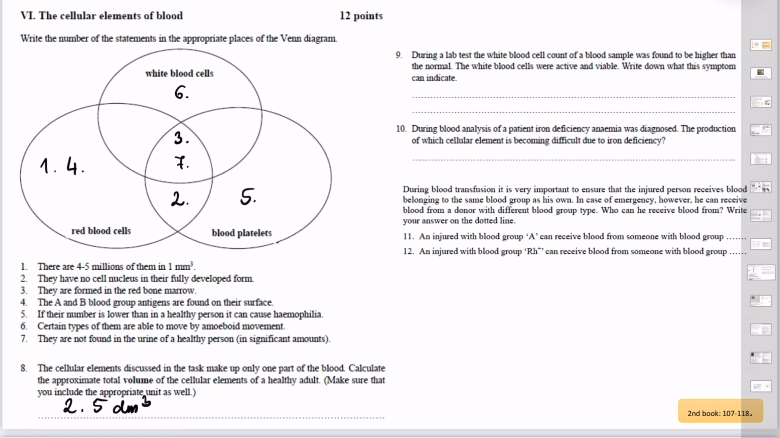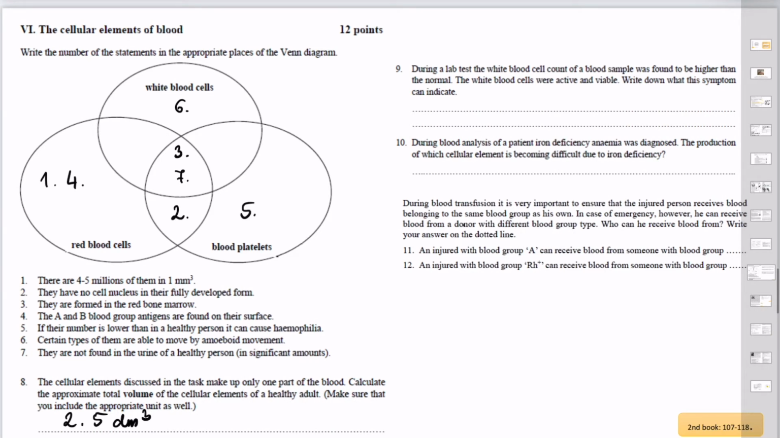During a lab test, the white blood cell count of a blood sample was found to be higher than the normal. The white blood cells were active and viable. Write down what this symptom can indicate. This condition may indicate an inflammation or an infection in the body, as the exercise is asking one symptom. Basically, I just put here infection.